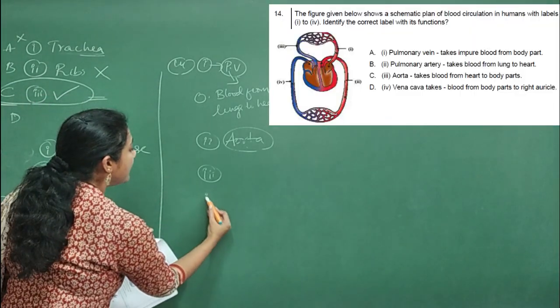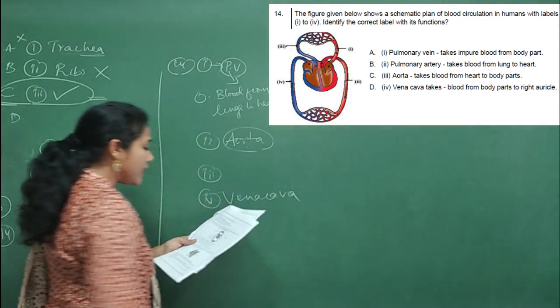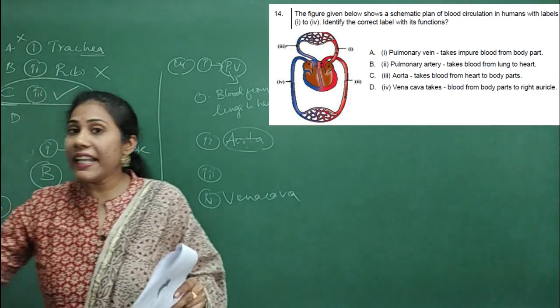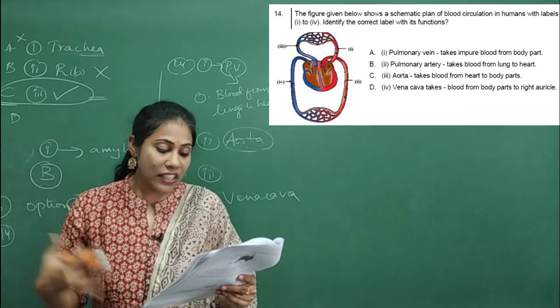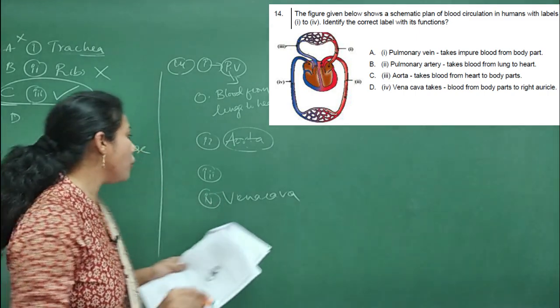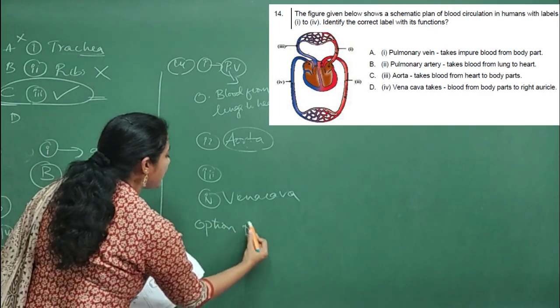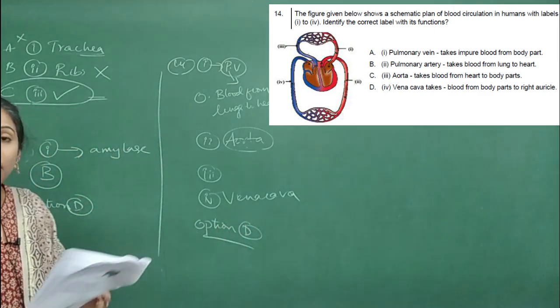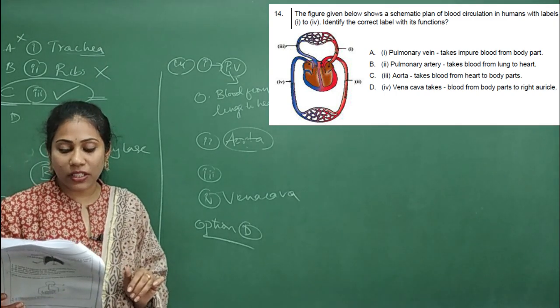Whereas in option D, they are talking about the fourth labeling. Yes, the fourth labeling is vena cava, right? So what is the function of vena cava? It takes blood from body parts to the heart. So the function is also correct. The function is correct, labeling is correct. So option D is the correct answer here. That's all about the 14th question.